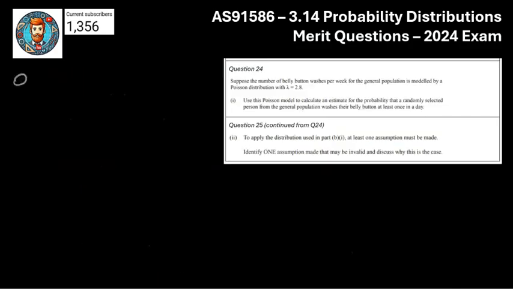Okay, so we're now on to question number 24. And this is one of the easier merit questions I've seen, so hopefully one like this comes up for you. But you've been told it's a Poisson distribution, you've been told about the mean. And then you've been asked to calculate and estimate the probability that the general population was at least once in a day. So this one here is going to be a bit tricky to do.